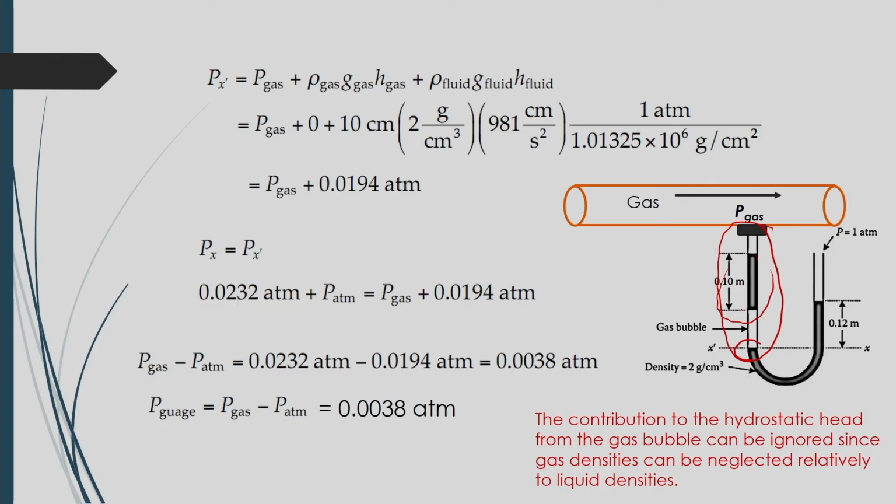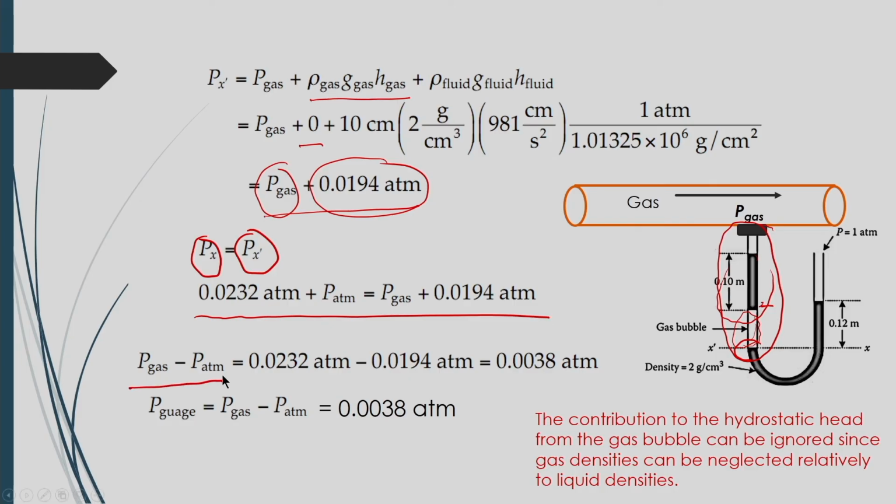So, finally, at this condition there will be no gas bubble, there will be no pressure, here also there will be no pressure. So, you can say that this portion will be equal to 0, whereas here there will be manometric fluid at a certain height of 0.1 meter. So, you can calculate the pressure there. It will come as P gas plus 0.0194 atmosphere. So, finally, at the equilibrium condition, Px will be equal to Px dash. If you substitute Px and Px dash here, P gas minus P atmosphere will come as 0.0038 atmosphere.